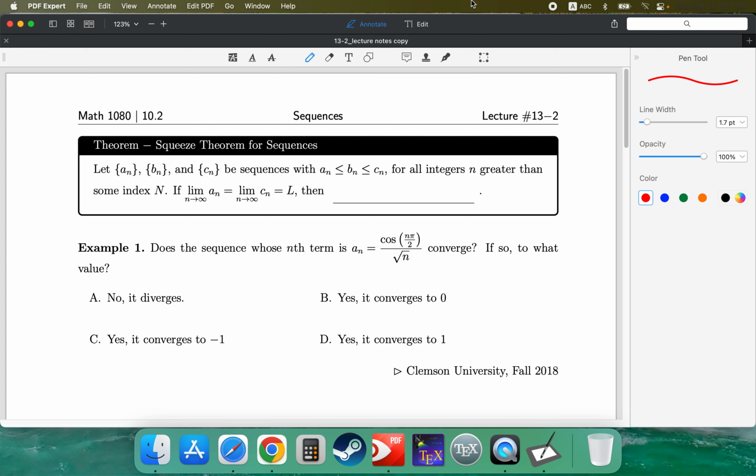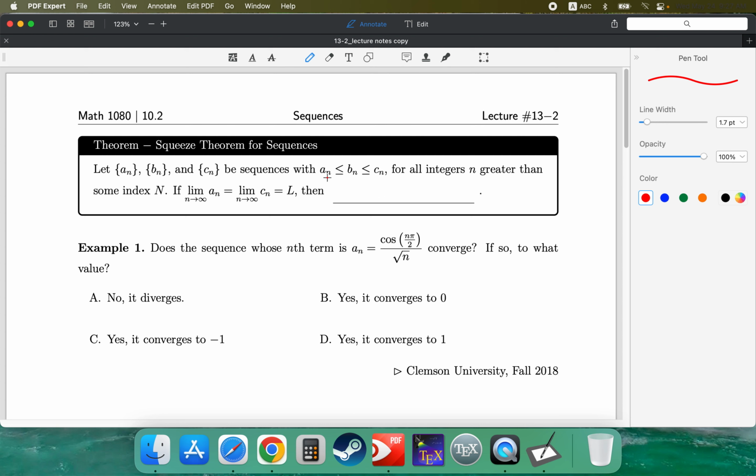We learned the squeeze theorem for functions in Calculus 1. Basically right here we want to use a similar idea. So right here you have three sequences, the sequence a sub n, the sequence b sub n, and the sequence c sub n. And a sub n will be less than or equal to b sub n, and b sub n will be less than or equal to c sub n. This inequality holds for all the integers n greater than some index capital N.